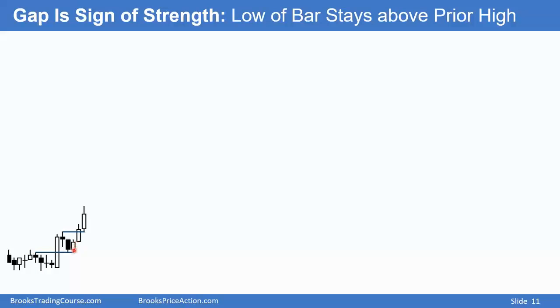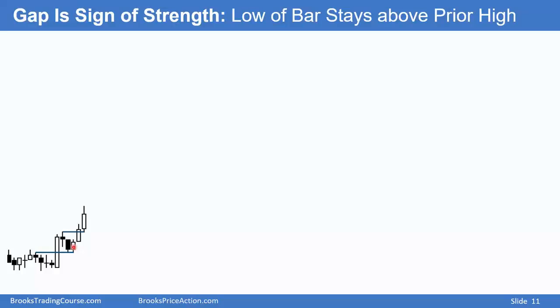And now we're resuming up. The bottom of this pullback tested the top of this bear bar. It overlapped a little bit with this bull bar high. It did not get down to the top of this bull bar. Therefore, slight negative gap with this high, a perfect breakout test with this bear bar high, and an open gap with the highs of these three bars. And then a bull bar after the breakout.